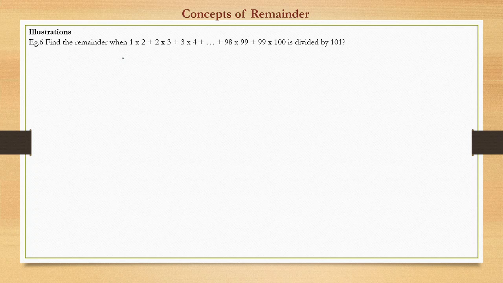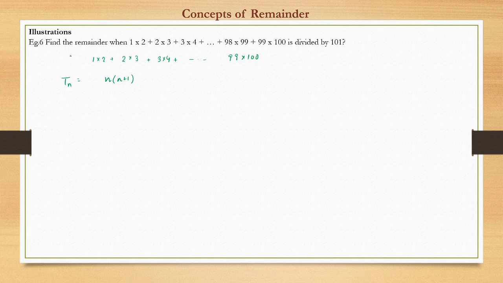Now we have to find the remainder of this question, where the number is 1 into 2 plus 2 into 3 plus 3 into 4, and so on, up to 99 into 100. So can we say what is the nth term? The nth term we can write as n into n plus 1. The first term is 1 into 2, so if we put n is equal to 1, it becomes 1 into 2. If we put n is equal to 2, it becomes 2 into 3. So the nth term can be given as n into n plus 1.